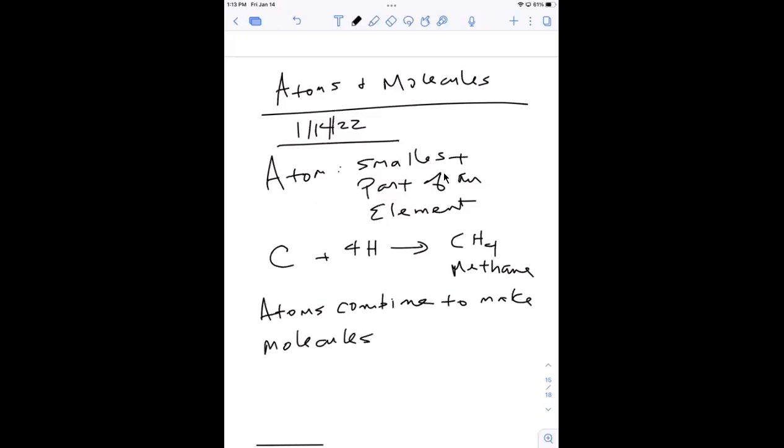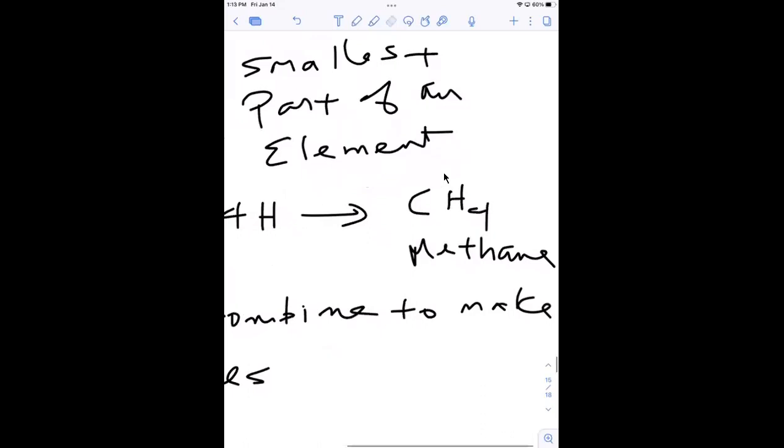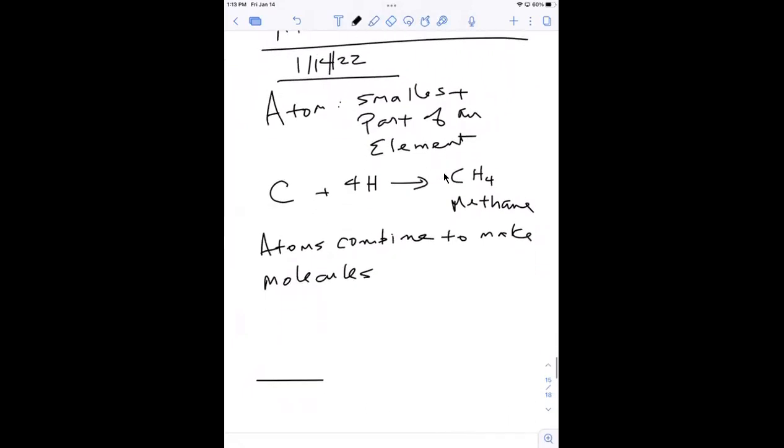All right, so you have atoms, you add them together. And this is balanced, by the way. We haven't done balancing yet, but if you count the atoms up on each side, there's 1 carbon on each side. There's four hydrogens on each side, right? So with the atoms, I can add atoms together to make molecules.